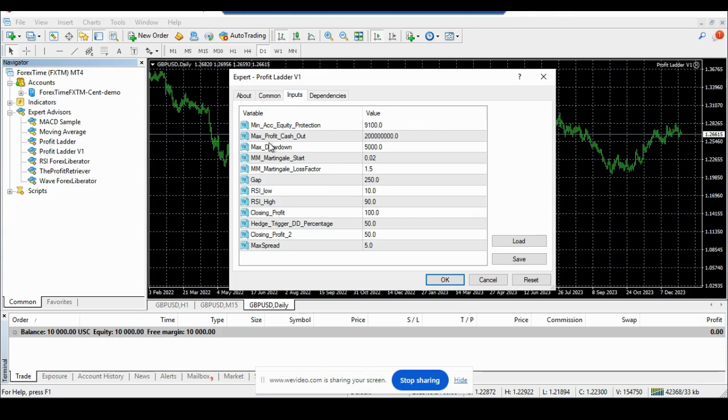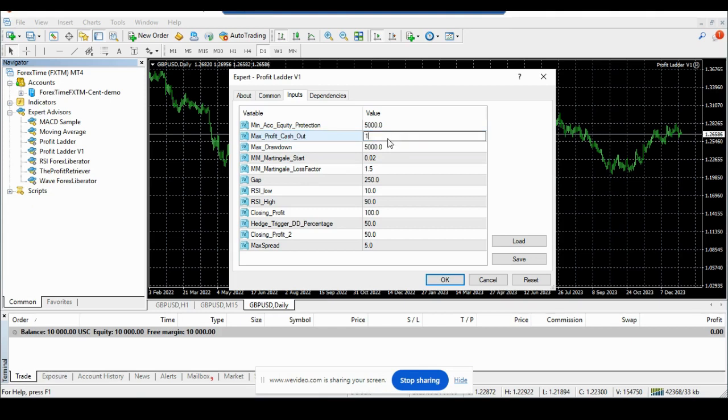Once you go into the inputs, I've explained what all these inputs mean. Now, if you have a $10,000 account, you might want to lose 9% like I've had here, which means you set this to 9,100. You might be comfortable and say, listen, I'm happy to have a larger loss on the account, I'm happy to lose $5,000, which means when my equity reaches 5,000, the robot stops trading. Then your maximum profit cash out.